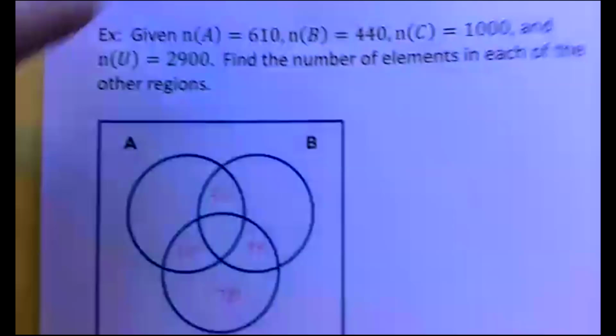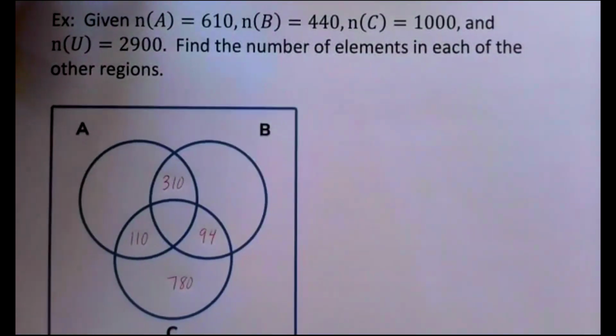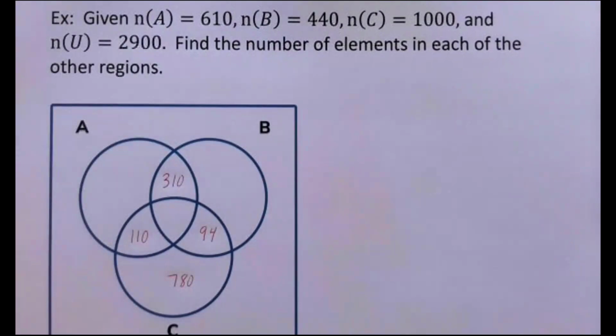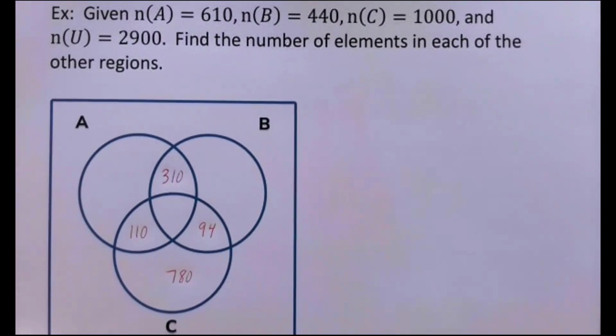For our next example, it says we're given the number of elements in set A is 610. We're given the number of elements in set B is 440. And the number of elements in set C is 1,000. Also, we're given that the number of elements in the universal set is 2,900.